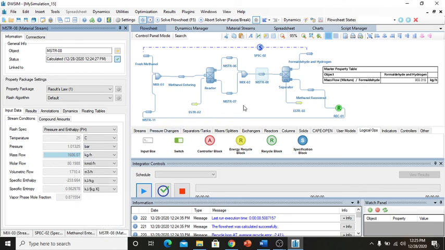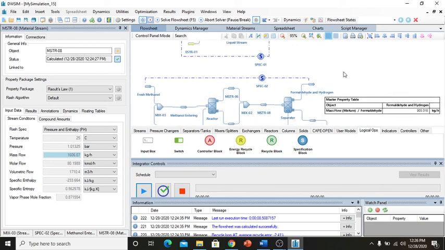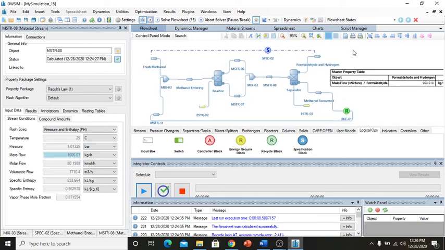Okay, so basically in this problem, we just use the specification block to specify that the formaldehyde and hydrogen stream in letter B, like the product stream in letter A, should contain approximately 900 kilograms per hour. Okay, so I guess that's all.